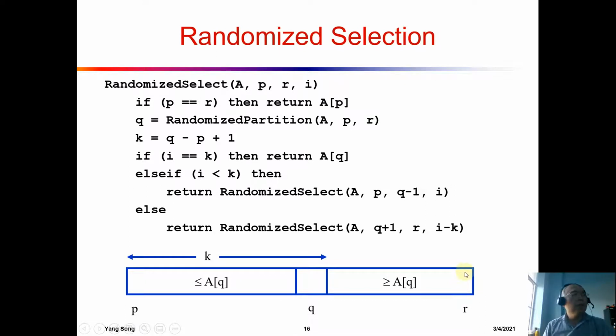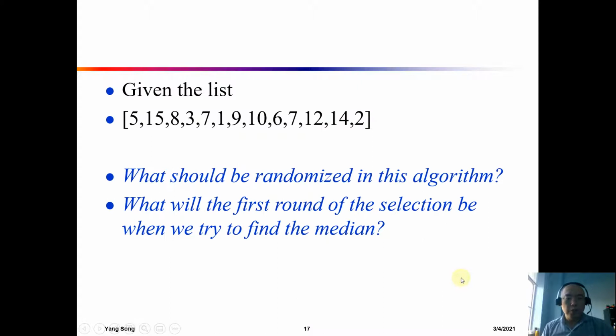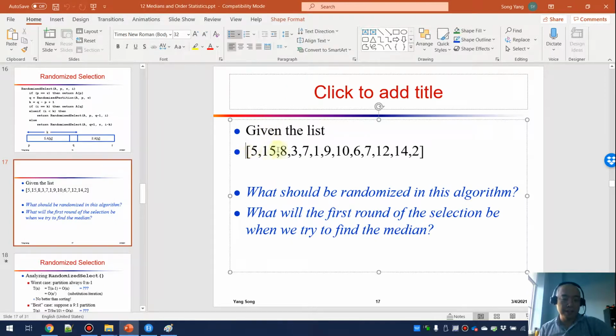You may feel this code is kind of similar to quicksort. So the next question is, what is the time complexity? Before we move on, let's work on this example to make sure that we understand that.